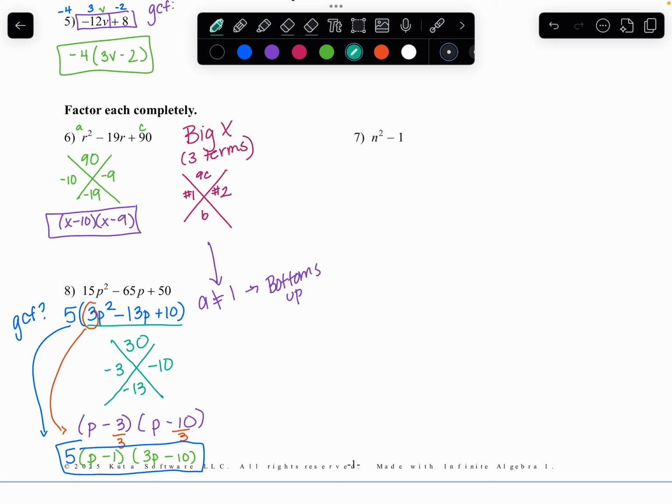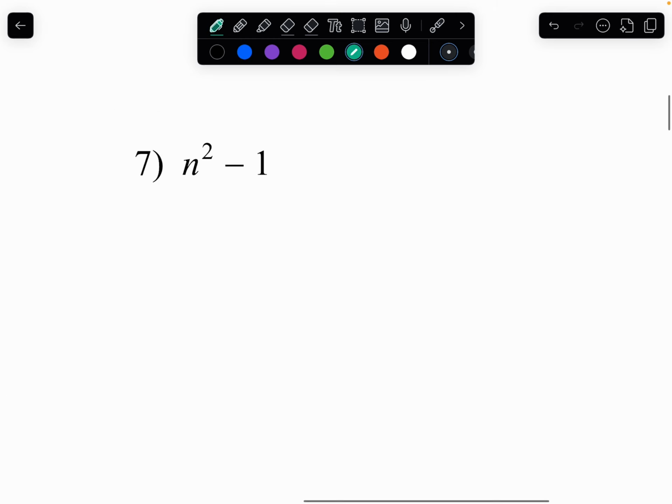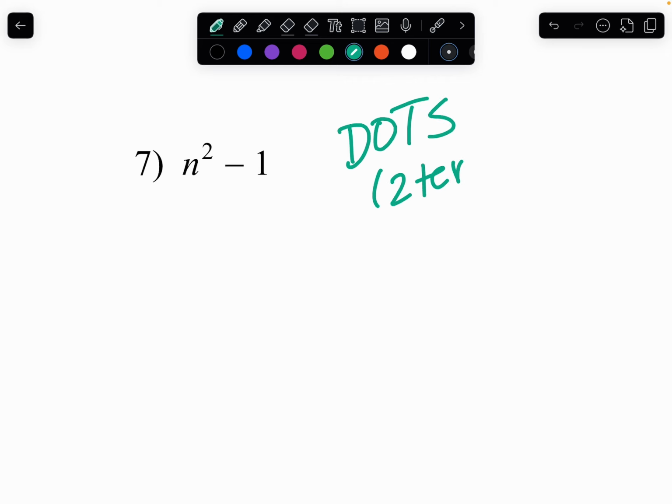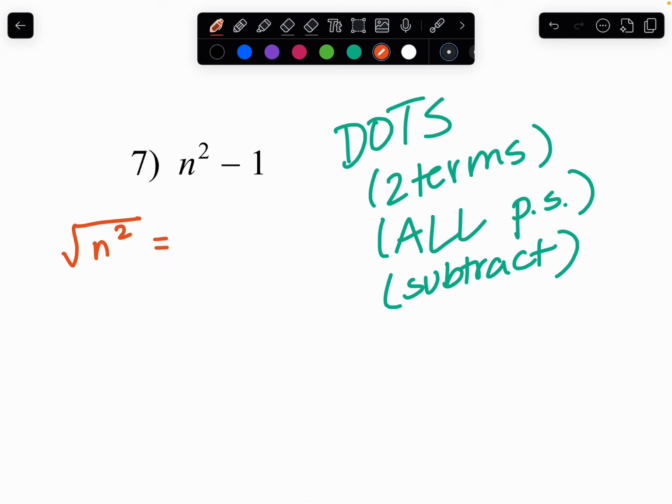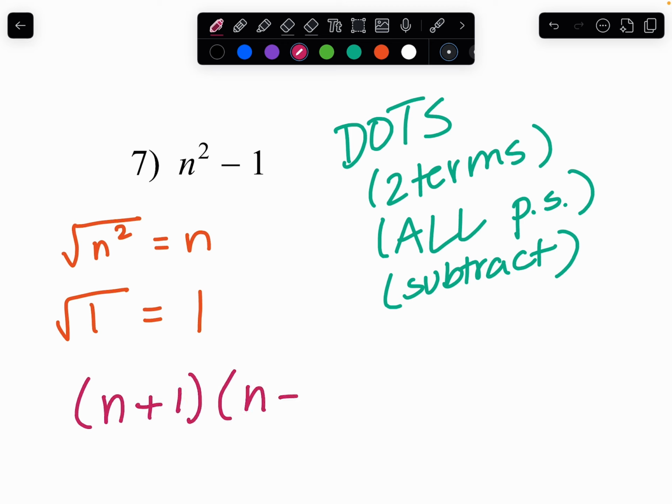And our last one we're going to do, number 7, this is difference of squares, because it's 2 terms, all perfect squares, and it's subtraction. All of those have to be happening. And so, if you still don't get it, we're going to review it real quick. N squared, we're left with n. The square root of 1 is 1. And so our factor is n plus 1, n minus 1.